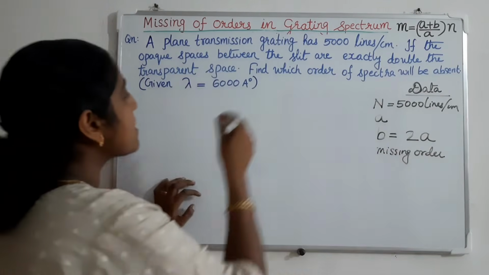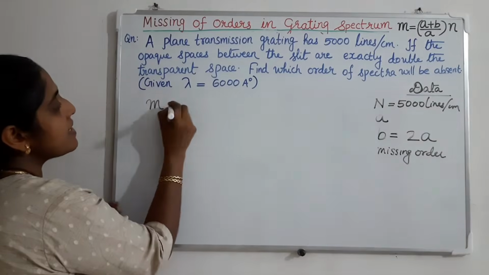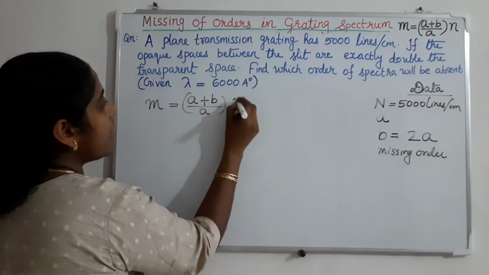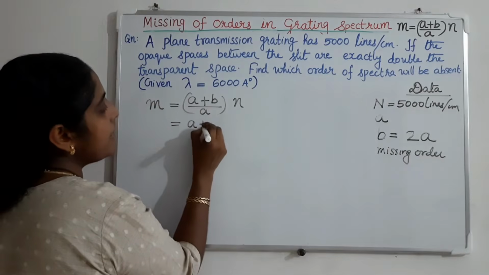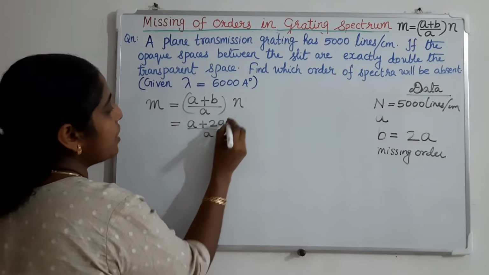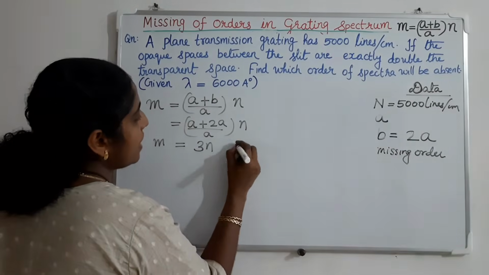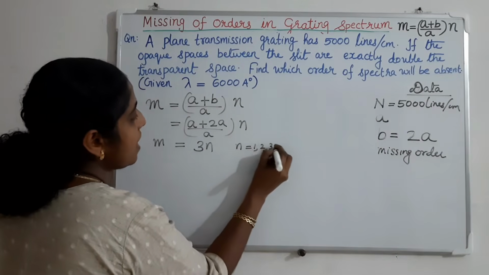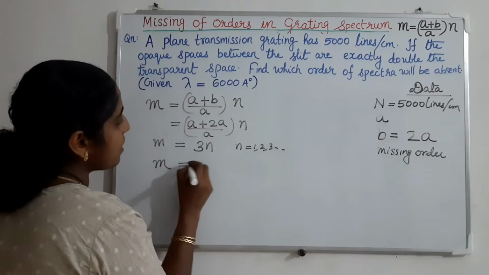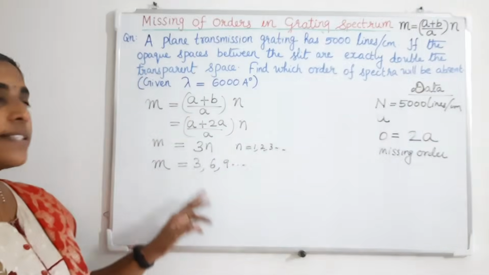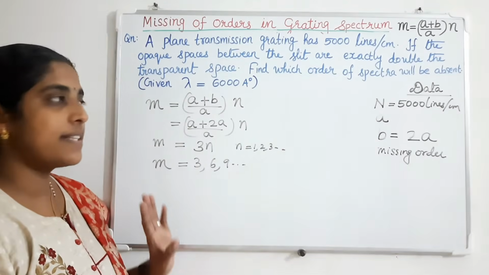So we can use the expression for the missing order, that is m is equal to (a plus b) by a into n, that is (a plus 2a) by a into n, that is 3a by a, that is 3n. n is 1, 2, 3, etc. So missing order m is equal to 3, 6, 9, etc. So 3rd, 6th, 9th orders will be absent in the spectrum.